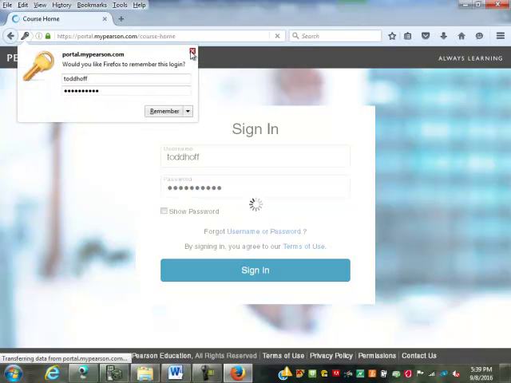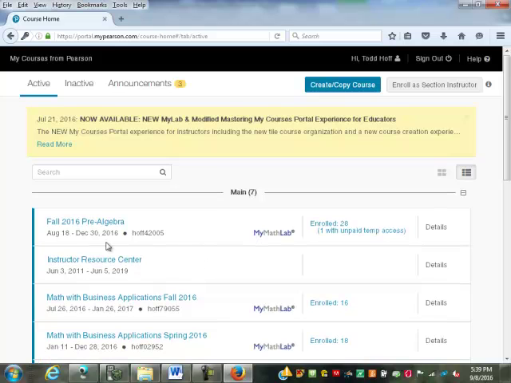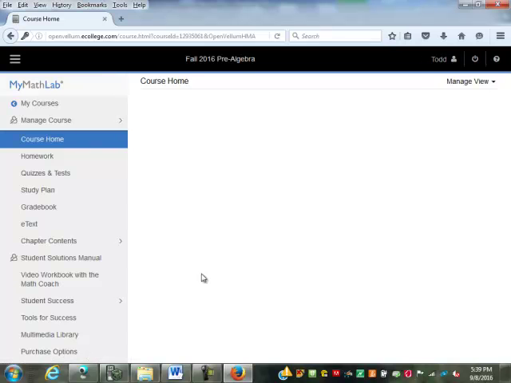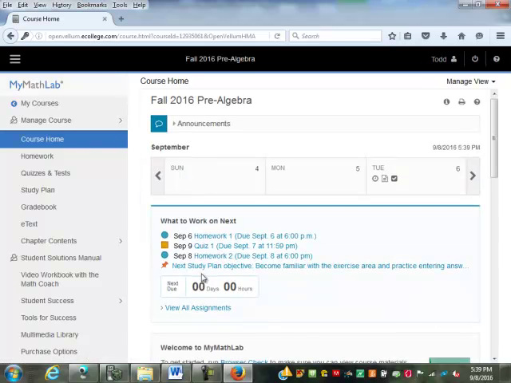So we get into my math lab. When you first get in there, it's going to look like this. This here is your list of all assignments that are open that you can work on. So this is saying there's a homework that's due tonight. That's actually due in about 20 minutes now. That's the one that was assigned last Tuesday.